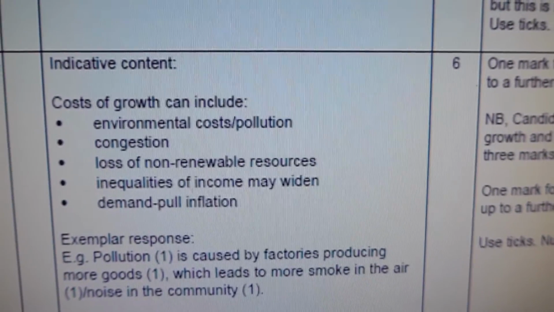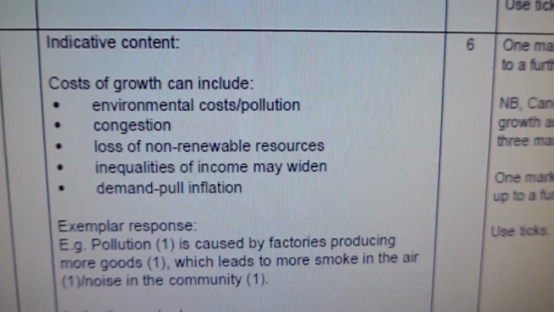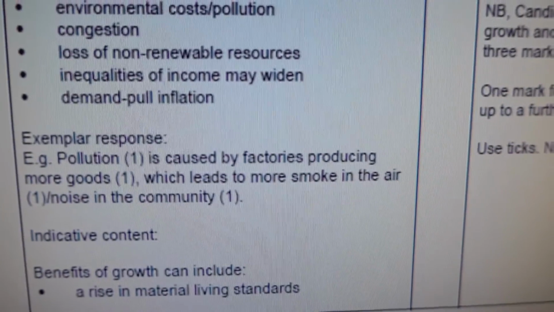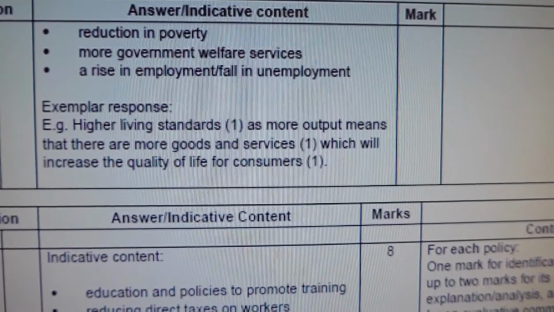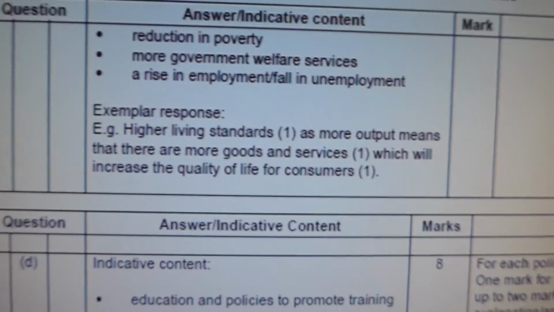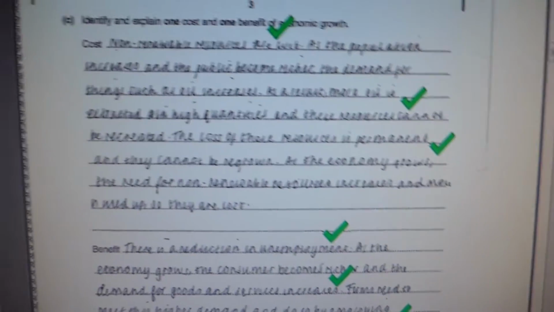Pollution, congestion, loss of non-renewable resources, inequalities in distribution of income and wealth, demand pull inflation. And then benefits: rising standards of living, a reduction in poverty, more government welfare services, rising employment or falling unemployment. Those are the types of things that you needed to have in your answer. You get 1 for the identification, and because this is a 6-mark question, it's 1 plus 2 and 1 plus 2. So each of these carries 2 marks for the explanation that follows your identification.